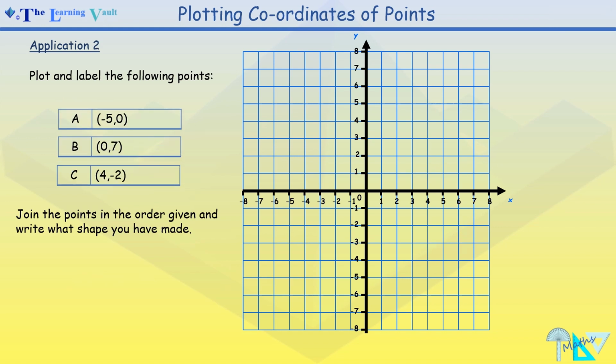Application 2. You can pause and have a go. First point A is -5 and 0. Next point B is 0 and 7. Our final point C is 4 and -2. Joining the points, we get a triangle.